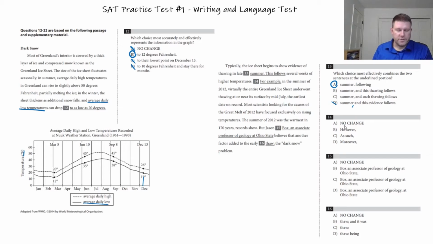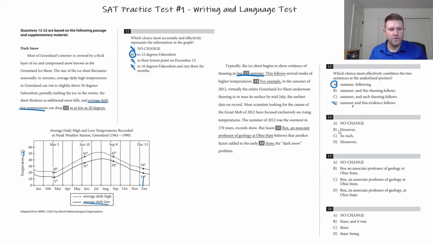14 is another transition word question. Now, for these, remember, you have to analyze the relationship between the previous sentence and the next sentence. You can't just pick what sounds good, okay? So, noticing the previous sentence here: Typically, the ice sheet begins to show evidence of thawing in late summer, following several weeks of higher temperatures. If we plug in the right grammatically correct, concise transition here, right? So, typically, it happens in late summer.